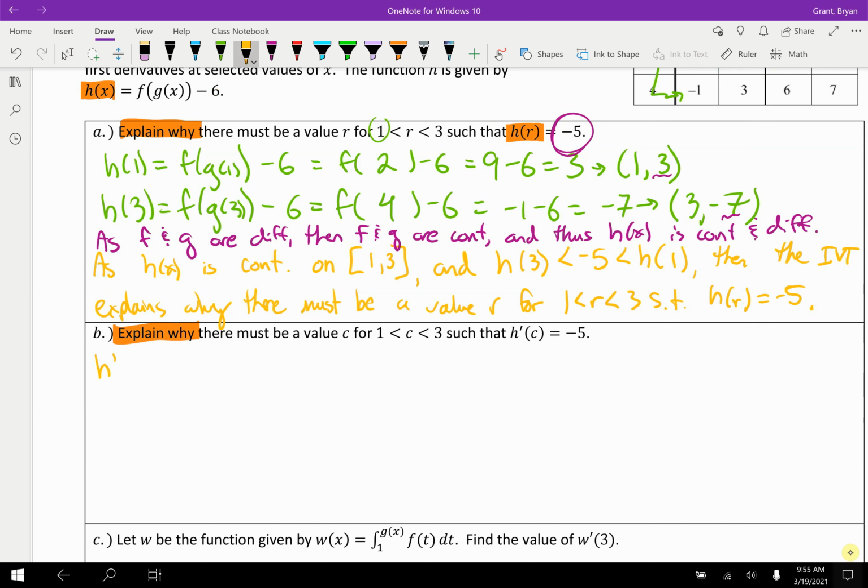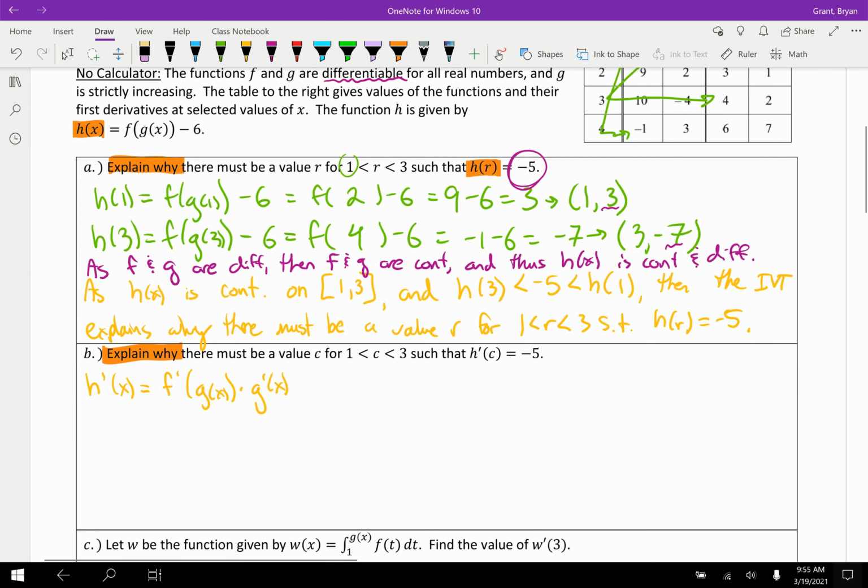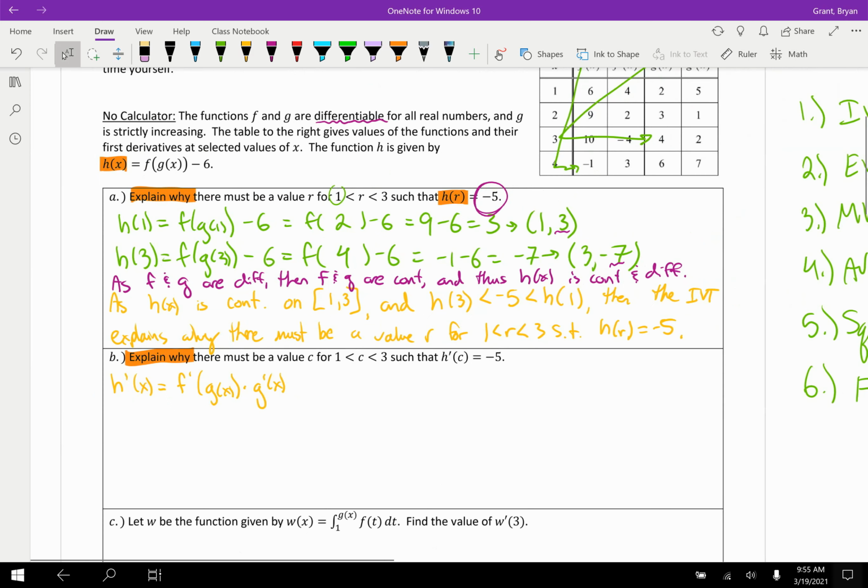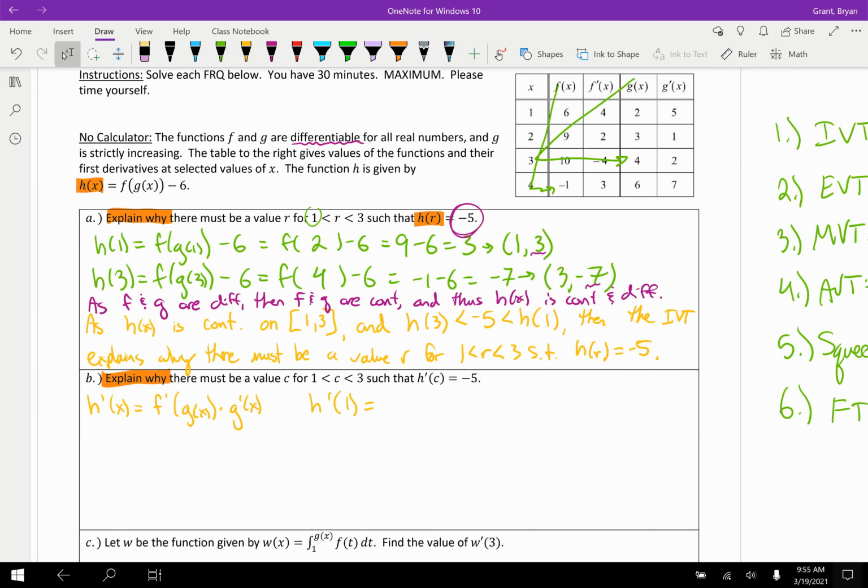So students will find h prime of x. And you might not want to write this because I'm going to erase it. F prime of g of x times g prime of x, and then the 6 becomes 0. And then they find h prime of each of these values. So they find h prime of 1, and let's quickly do this one. Let's see, g of 1 is 2. There we go. F prime of 2 is 2. G prime of 1 is 5. 2 times 5 is 10. Okay. And then they also find h prime of 3.